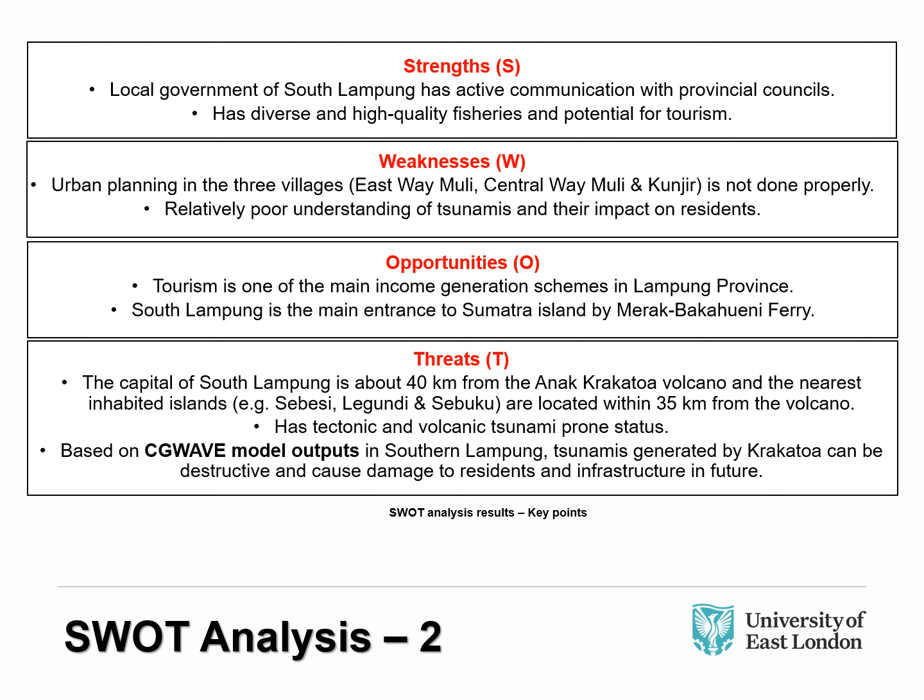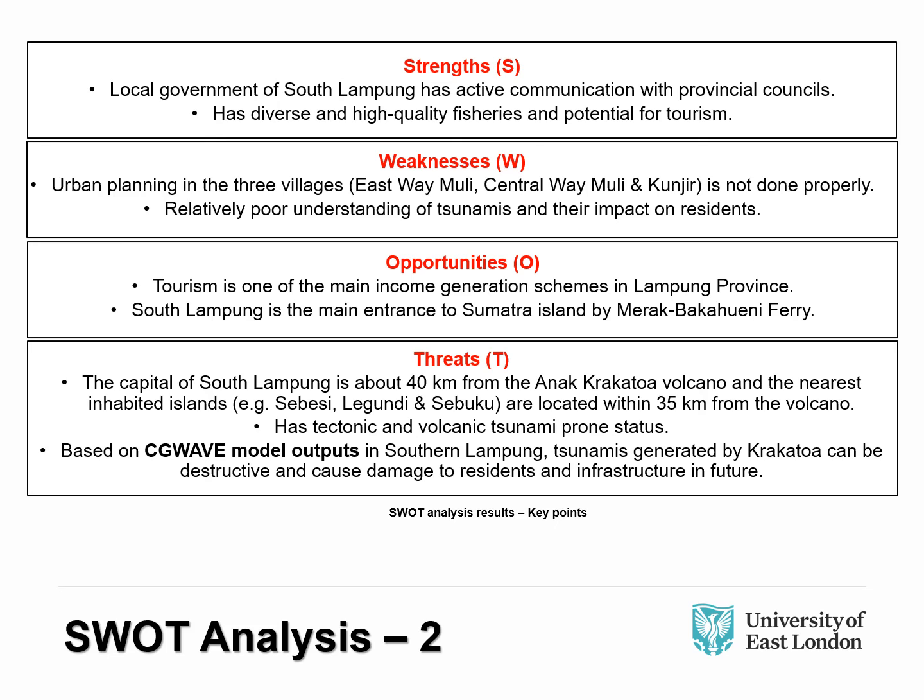Key points from SWOT analysis. Strengths. The local government of South Lampung has active communication with provincial councils. They have diverse and high-quality fisheries and potential for tourism. Weaknesses. Urban planning in the three villages, East Way Muli, Central Way Muli, Kunjir, is not done properly. There is a relatively poor understanding of tsunamis and their impact on residents.